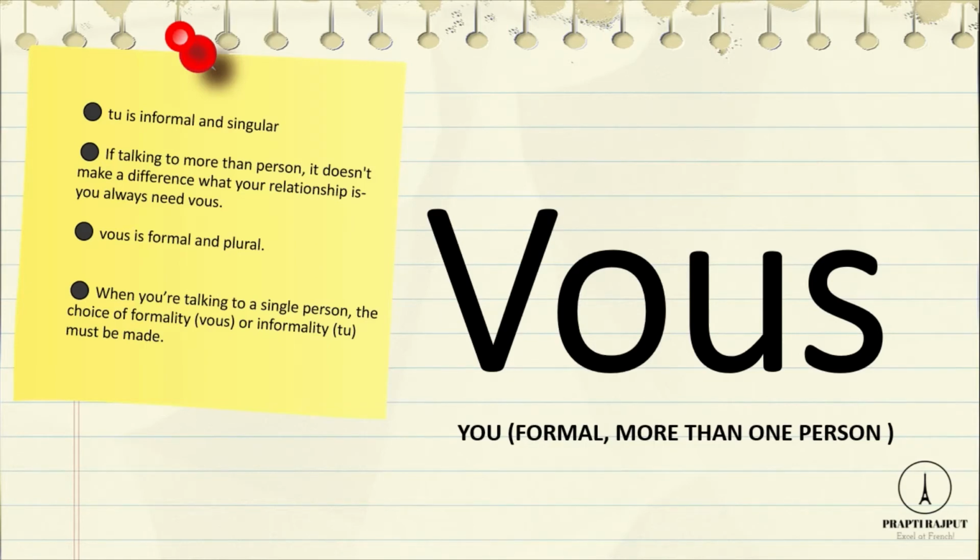Here are some things to note. Tu is informal and singular as I already told you. So if you're talking to more than one person, it doesn't make a difference what your relationship is. You always need vous. Whereas vous is formal and plural. So when you're talking to a singular person, the choice of formality or informality must be made. Formal one is vous and informal one is tu.